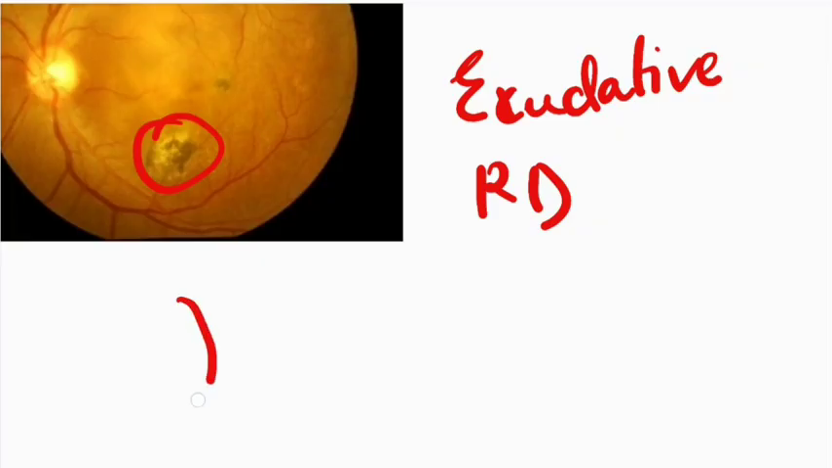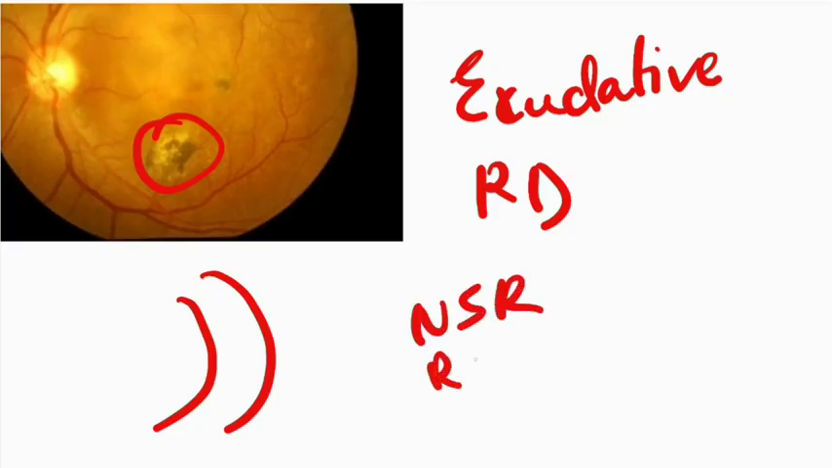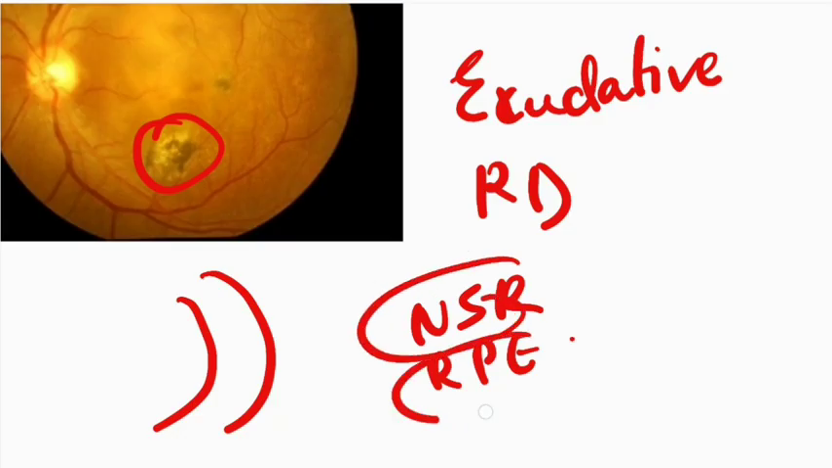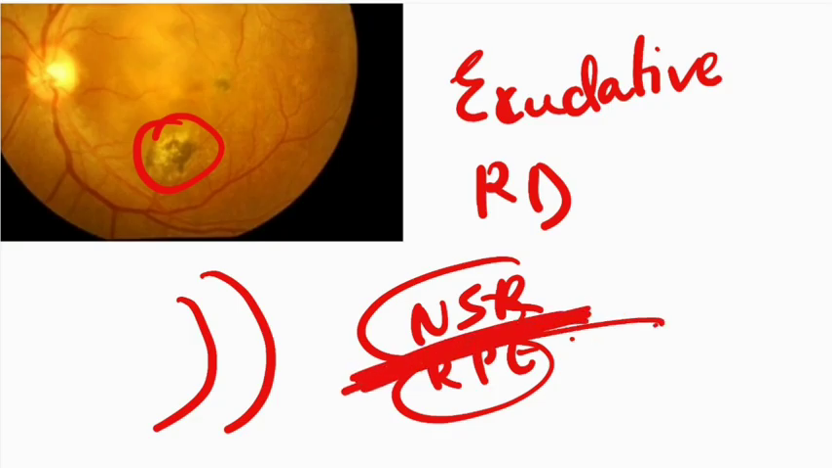It means that the retina has got neurosensory retina and retinal pigment epithelium, right? These are, broadly speaking, the two layers of the retina. Now, when the neurosensory retina separates from the retinal pigment epithelium layer because of fluid accumulation in between them, this causes a retinal detachment.